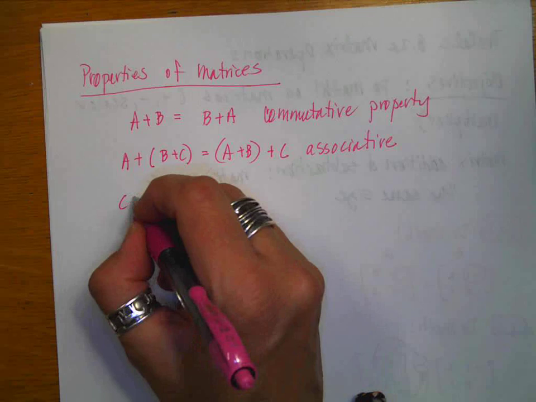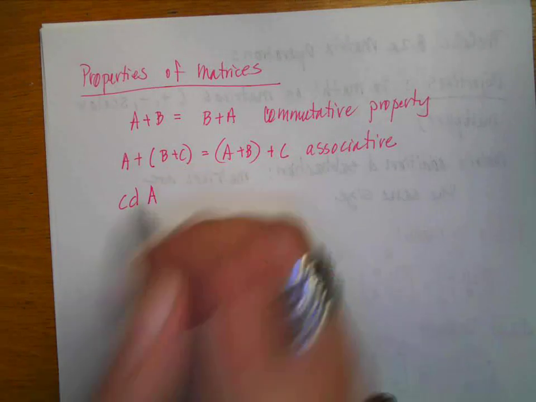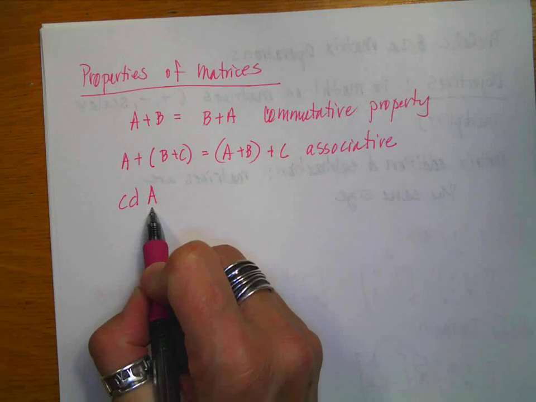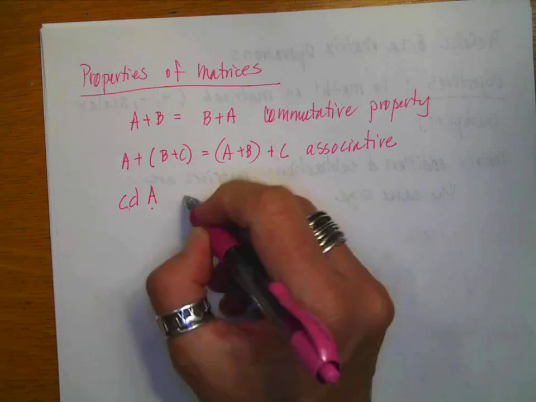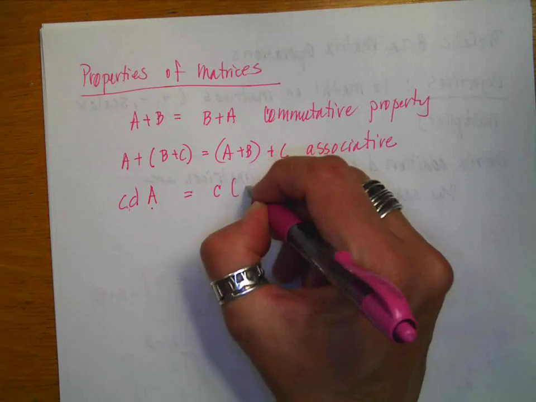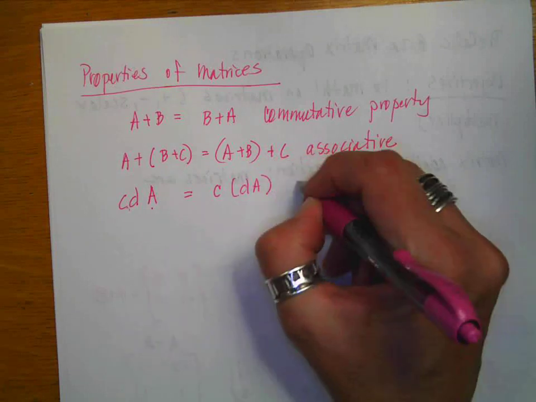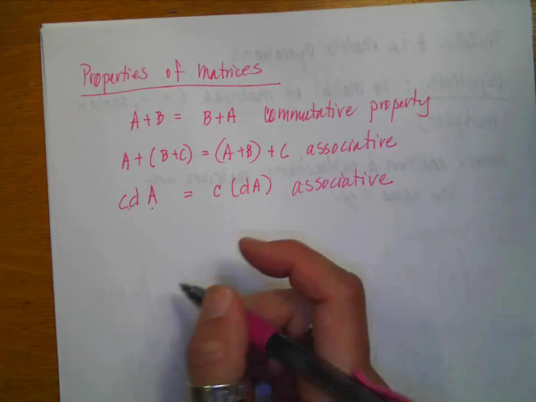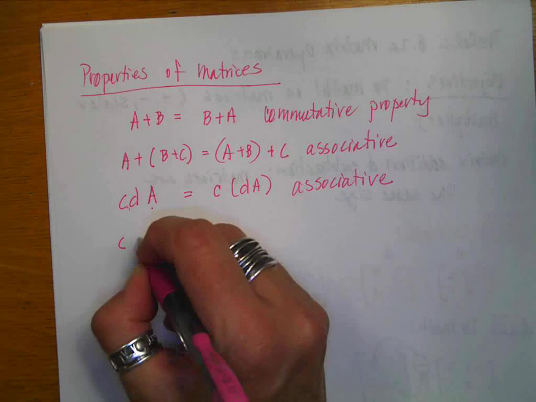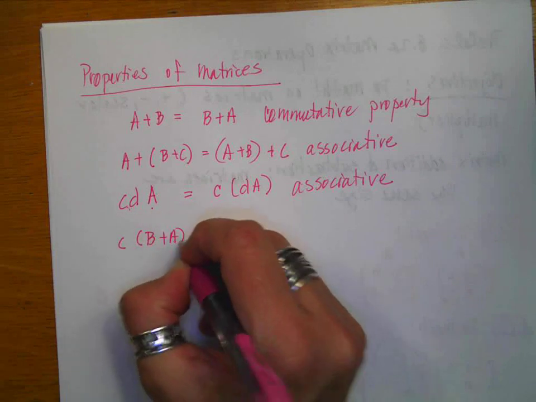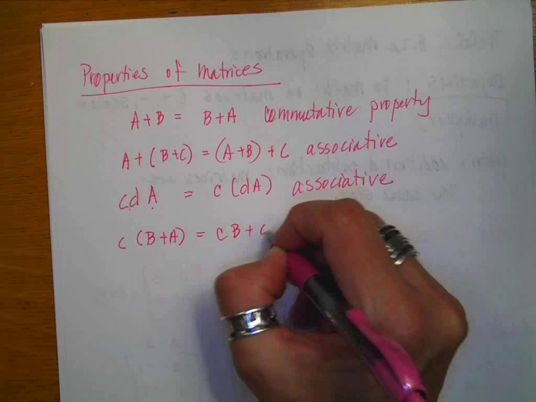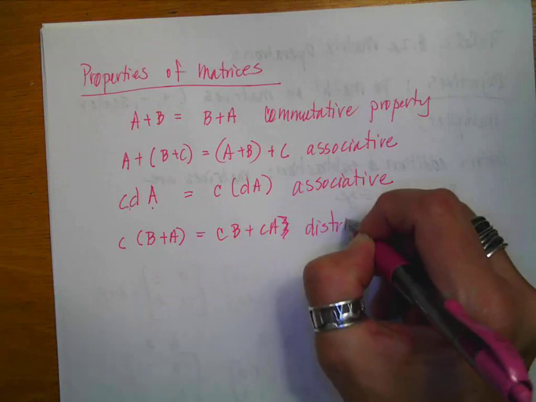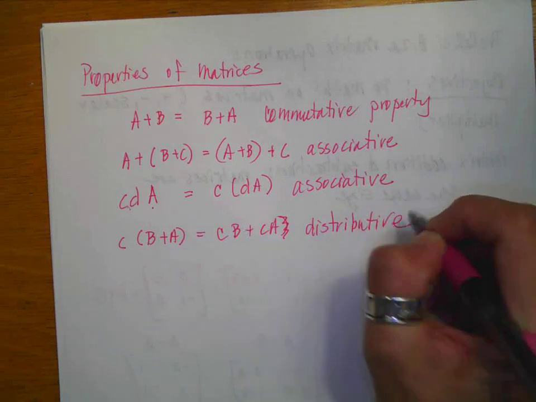Okay. And then if I have C and D times A, and notice the notation, remember that we always talk about matrices with capital letters and so these would be some scalars. So this would be C and D times A. This is also associative because I'm just grouping a little bit differently. And then if I have C times B plus A, then this is C times B plus C times A. Oops, I guess I don't need that parentheses. And this is the distributive property.